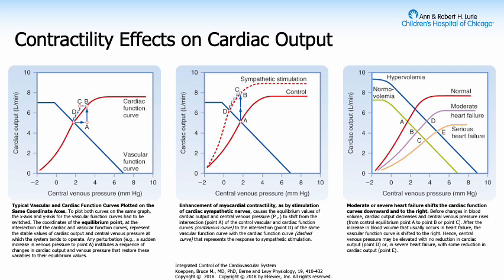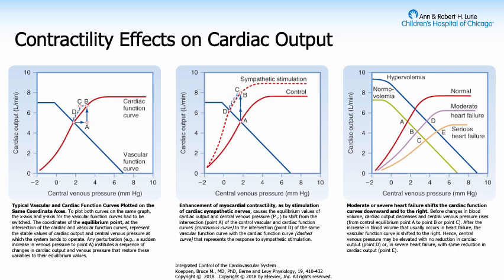How about in conditions of heart failure? We see that the cardiac function curve shifts down from normal to moderate to serious heart failure, shifting the equilibrium point from A to B to C, which is lower cardiac output at a higher CVP. Unfortunately, in severe heart failure, we also see a state of hypervolemia because the heart is unable to handle that intravascular volume as well, and there can be some third spacing.